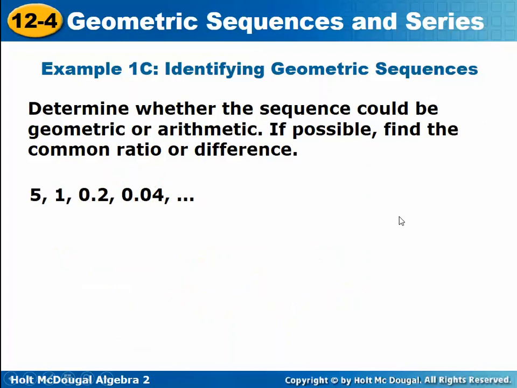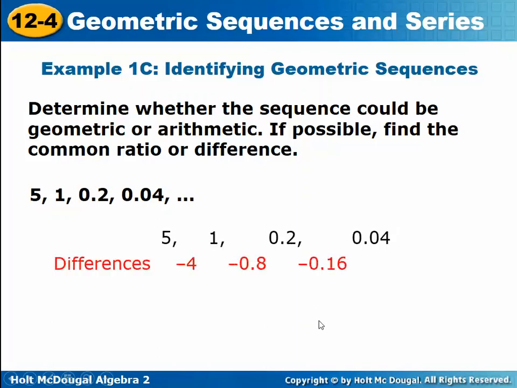Okay, here's another example. Determine whether this sequence could be geometric or arithmetic. So let's check our first differences. And we find -4, 0.2 minus 1 is -0.8, and then 0.04 minus 0.2 is -0.16. You'd want to check this with a calculator, of course, but we did not get common differences.